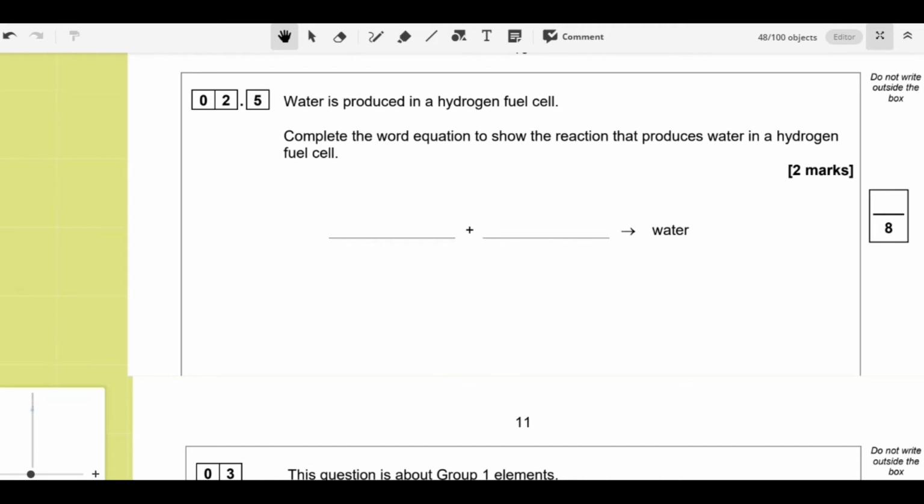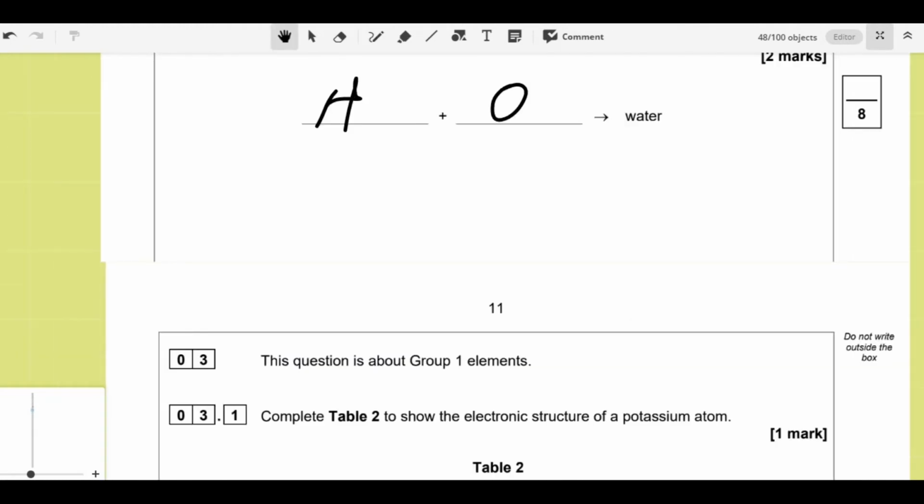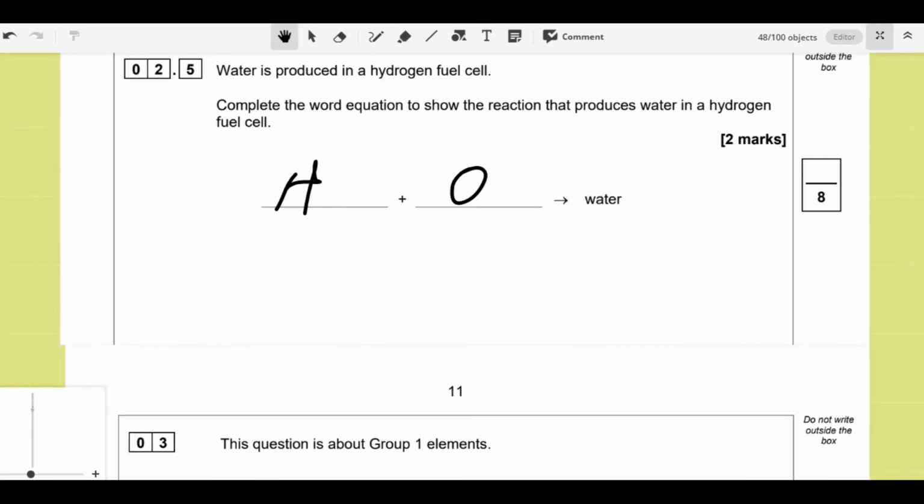Next, water is produced in a hydrogen fuel cell. Complete the word equation to show the reaction that produces water in the hydrogen fuel cell. So you all know that hydrogen reacts with oxygen to form water, but here you need to write it out completely in word form.